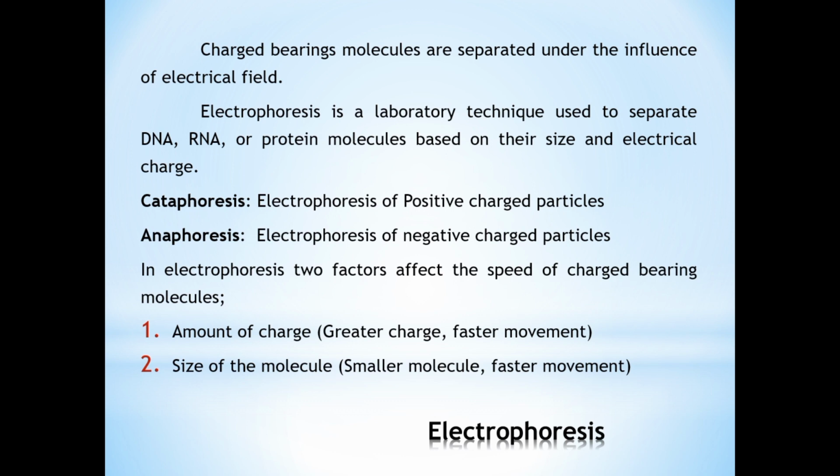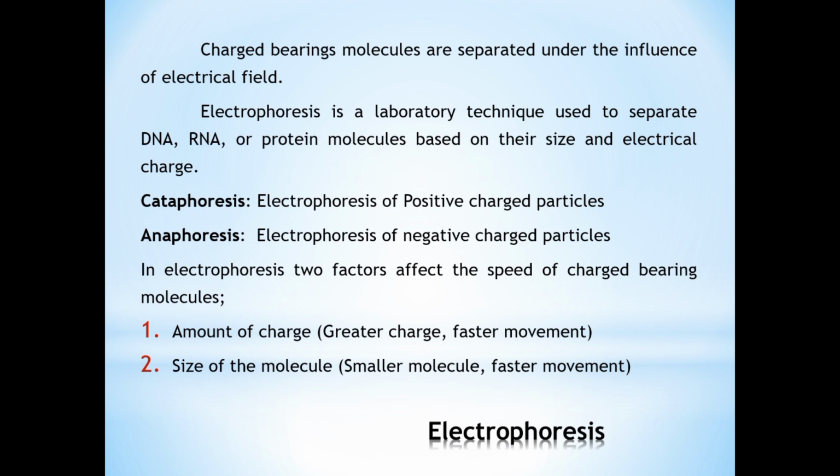The second technique which is used in cell biology or cytology is electrophoresis. Electro means electricity and phoresis means being carried out. It is also a biological technique for the separation of charged molecules under the influence of an electrical field. We can define electrophoresis as a laboratory technique used to separate DNA, RNA, or protein molecules based on their size and electrical charge. It has two types. Cataphoresis, as the name indicates, is the electrophoresis of positively charged particles, and anaphoresis is the electrophoresis of negatively charged particles.